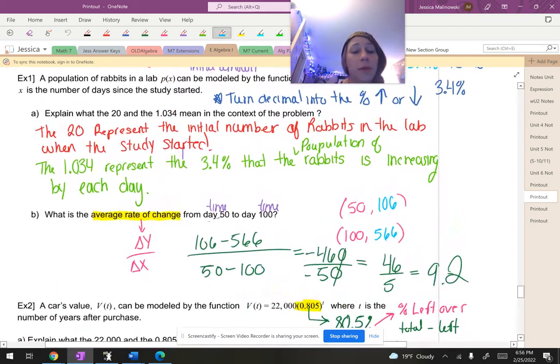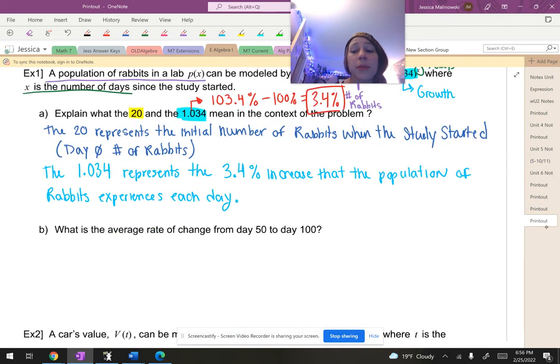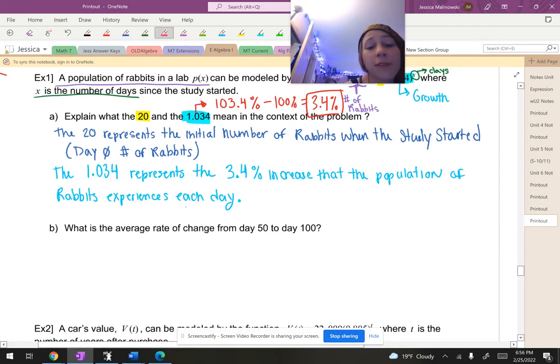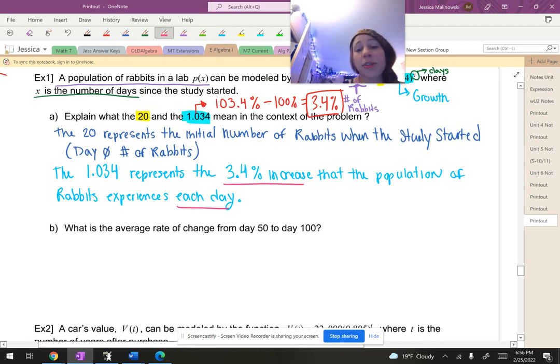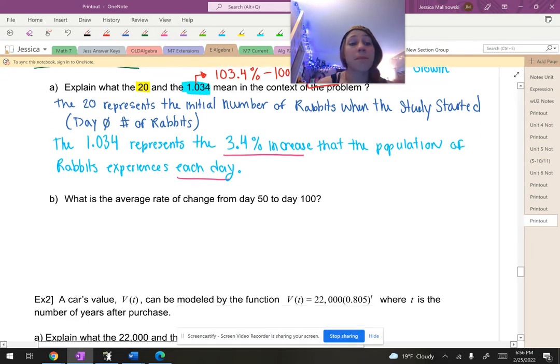Here it goes. The 1.034 represents the 3.4% that the population of rabbits is increasing by each day. Either way, what you're using, it's really important to make sure that you have the each day and the percent that it's increasing by. Both of those things. We need to know how often that percent increase or decrease is happening.